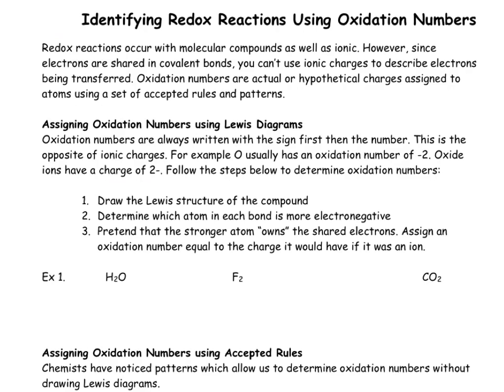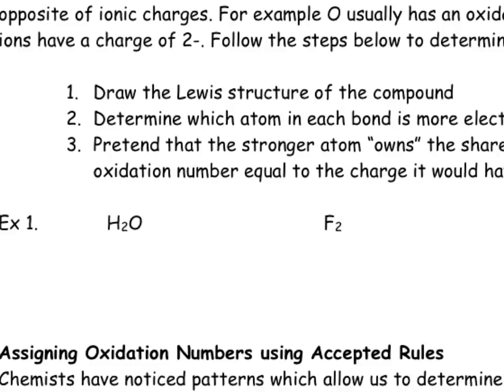To assign oxidation numbers using a Lewis diagram, follow the steps below. First, you need to draw the Lewis structure of the compound. Then, determine which atom in each bond is more electronegative. Pretend that this stronger atom owns the shared electrons. Then, assign an oxidation number equal to the charge that element would have if it was an ion. Here's some examples.